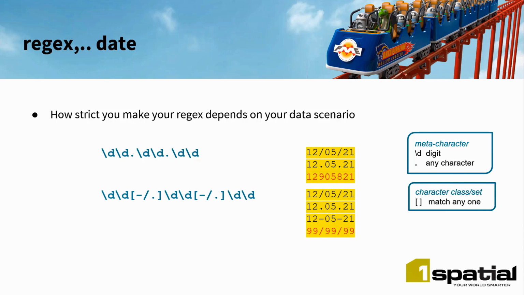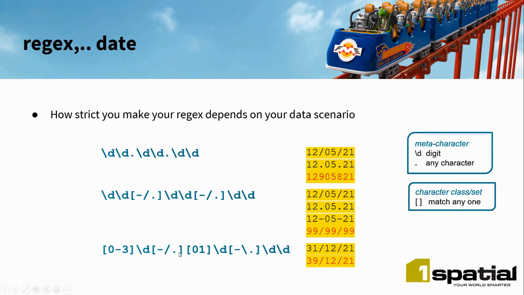Now we've specified that the divider can be a fixed set of characters, so any one of these characters. And that's pretty good, giving us what we want. So it's matching these date strings, but it's also matching this non-date string. And that's because days and months are actually limited in number. So let's have another go.